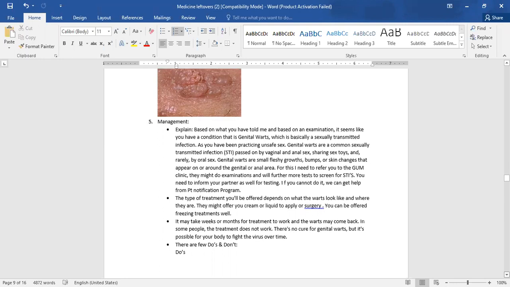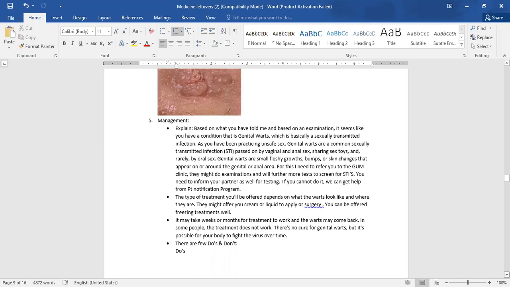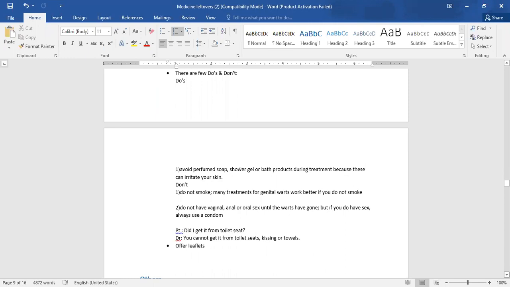And there are a few don'ts that you have to mention. Please avoid perfume, soap, shower gel, or bath products during treatment, because these can irritate your skin. Do not smoke, because many treatments for genital warts work better if you do not smoke. Do not have vaginal, anal, or oral sex until the warts have gone. But if you do have sex, always use a condom.